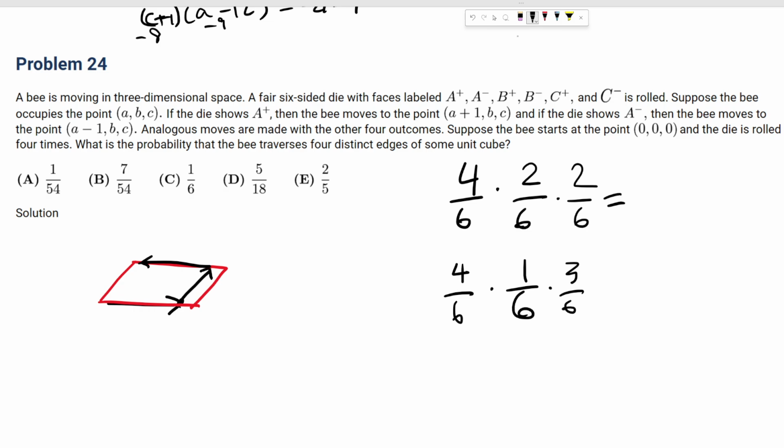If we multiply these together, this is 2/27, I think. And this is 1/18. And now adding everything up together, this is 4/54 plus 3/54 gives us 7/54 as our final answer.